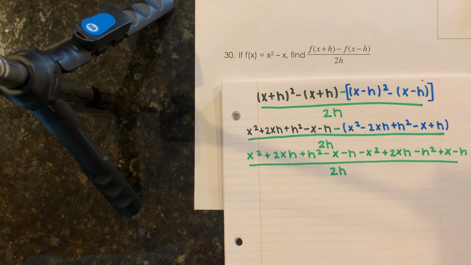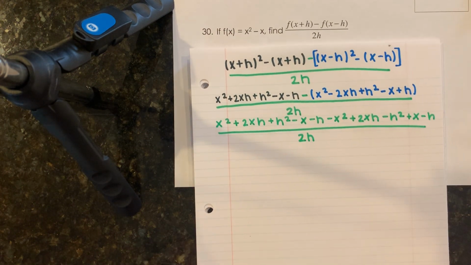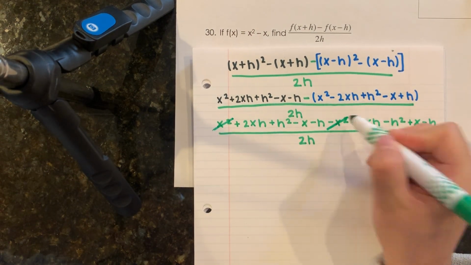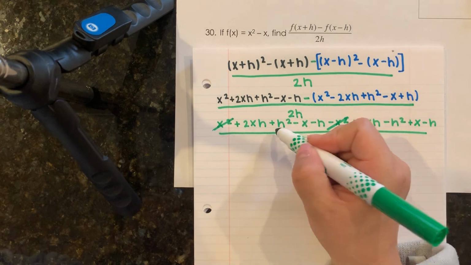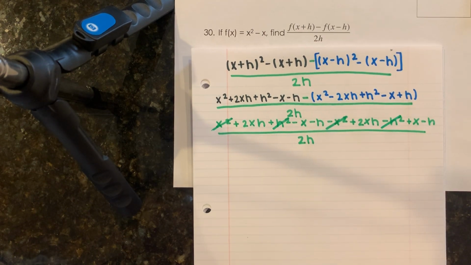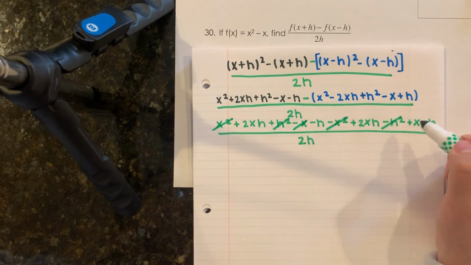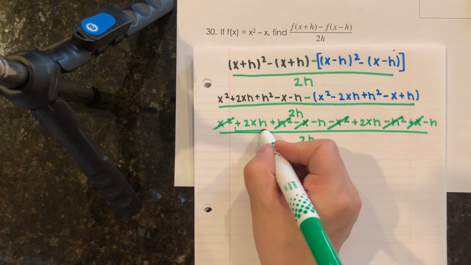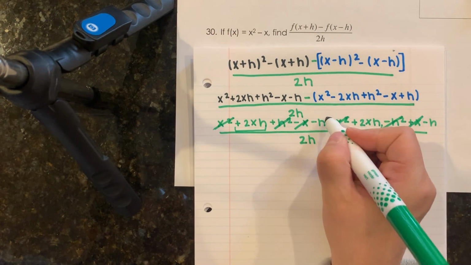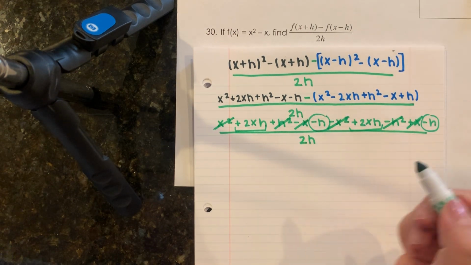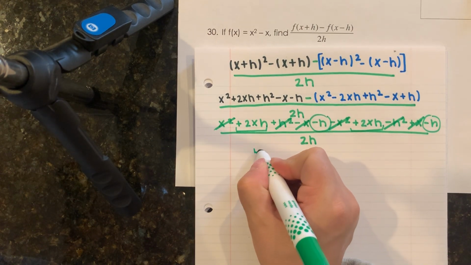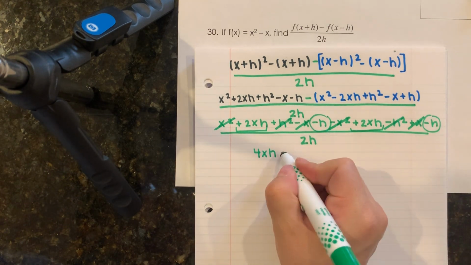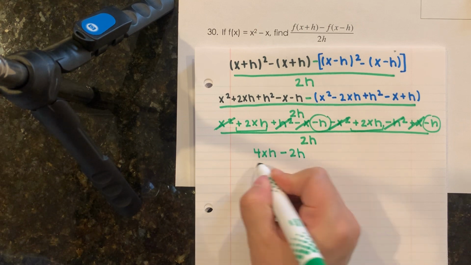So now what you need to do is go through this whole thing and see what simplifies. Well, my x squared and negative x squared would actually cancel out. My h squared and my negative h squared would cancel. My negative x and my positive x would cancel. I can actually combine my 2xh and 2xh and combine my negative h and negative h. So that would give me 4xh. And negative h minus h would be negative 2h.